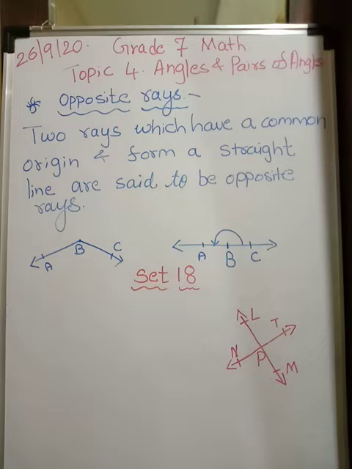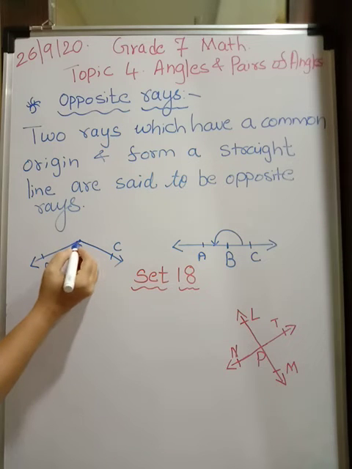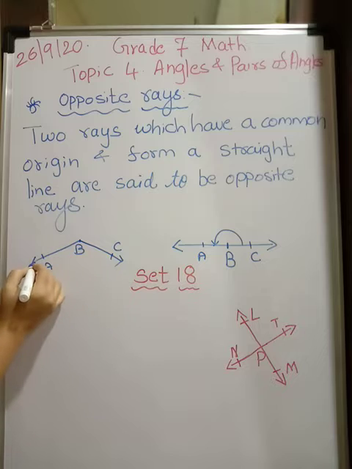Good morning, grade 7. Let's go for the second subtopic from the fourth topic, and that is opposite rays. Now, before we go to the definition, just look at these two diagrams. You all know what a ray is, which has one end point and at the other end it extends endlessly or infinitely, isn't it? Now, ray BA, you can see over here.